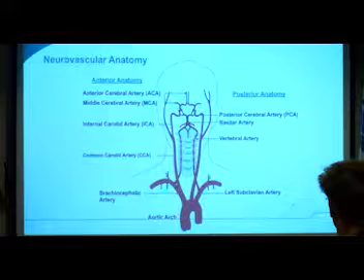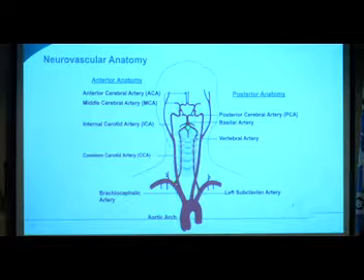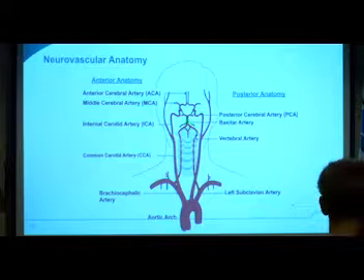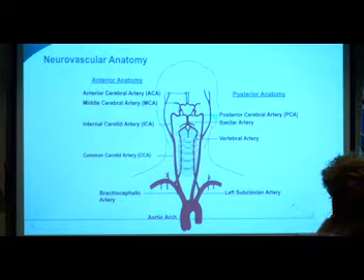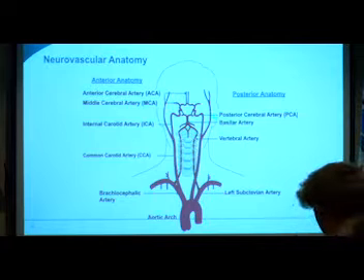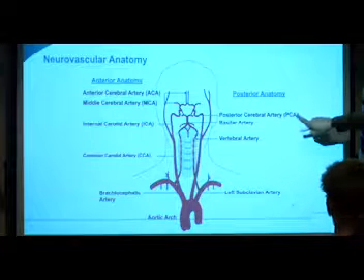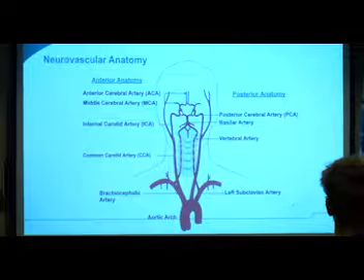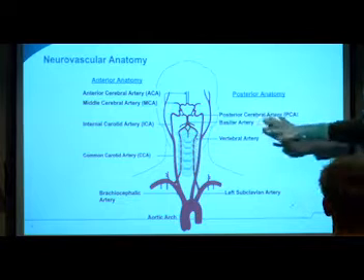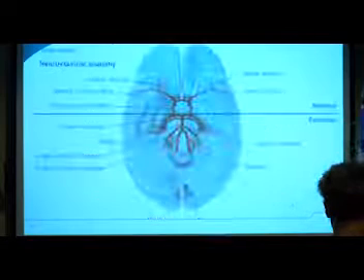And then we have the posterior circulation where vertebral arteries on both sides join to become the basilar. This is the third commonest location for clots and strokes. Basilar then becomes posterior cerebral artery. This is what supplies the occipital lobe vision, right? So when patients have visual field loss, we know it is posterior cerebral artery or basilar artery strokes.